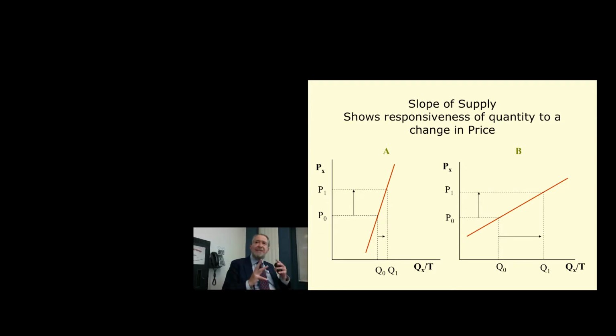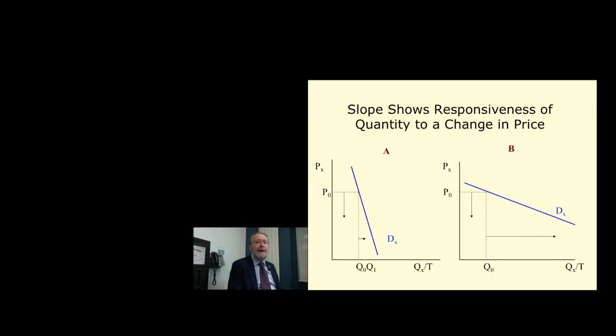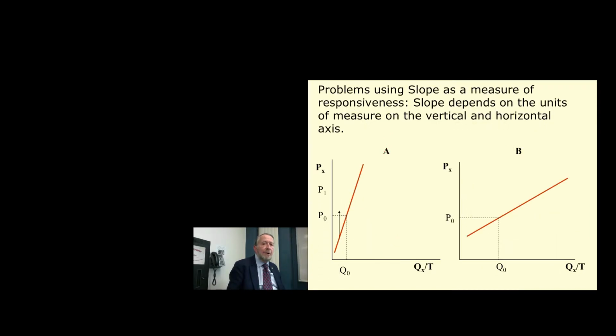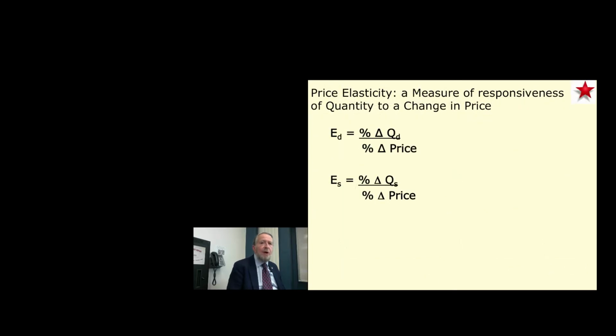And so economists said, well, we need to find a way of finding a measurement that is unit-free, some way of measuring responsiveness that is unit-free. And this is the same thing for demand. This shows high responsiveness, flatter curve, a steep curve, less responsive. So economists came up with this measure called the elasticity of demand. The elasticity of demand, a measure of responsiveness of quantity to a change in price.